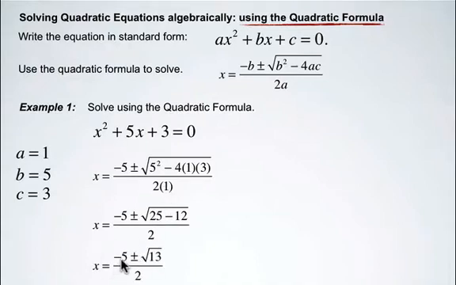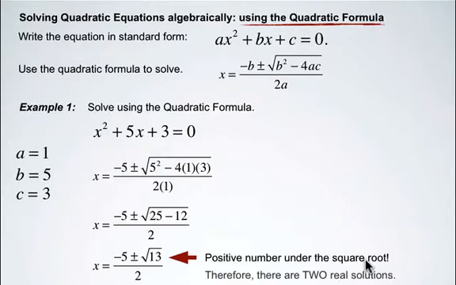So we get x equals negative 5 plus or minus the square root of 13, because 25 minus 12 is 13, divided by 2. The positive number under the square root, that's a good thing. Therefore, there are two real solutions.